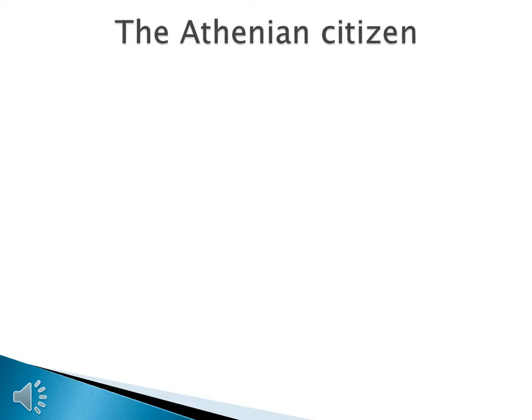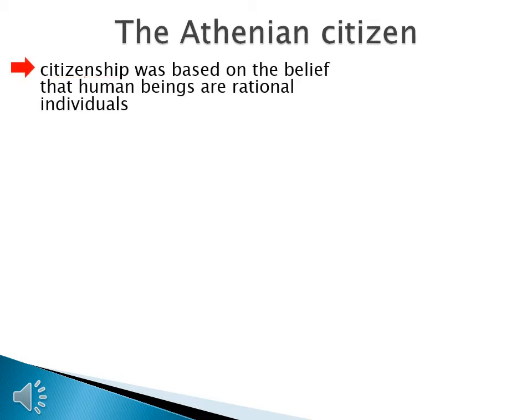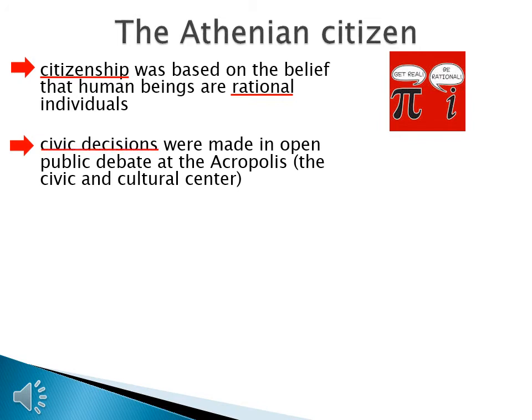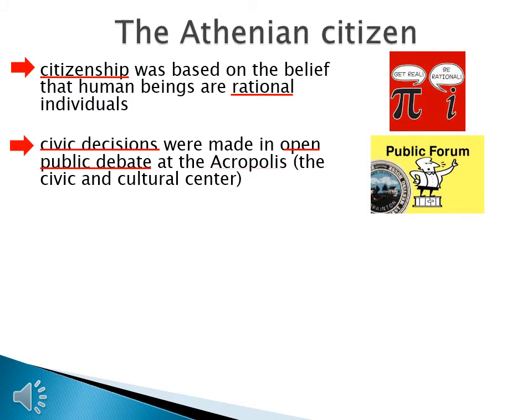There are not a lot of Athenian citizens, but these citizens have great power and even greater responsibility. Citizenship was based on the belief that human beings are rational individuals. So in Athens, here's how it went. If you're a citizen, you can think. You can think a lot, and if you think about it hard enough, you will come up with an answer that makes sense. Civic decisions were made in open public debate at a place called the Acropolis.